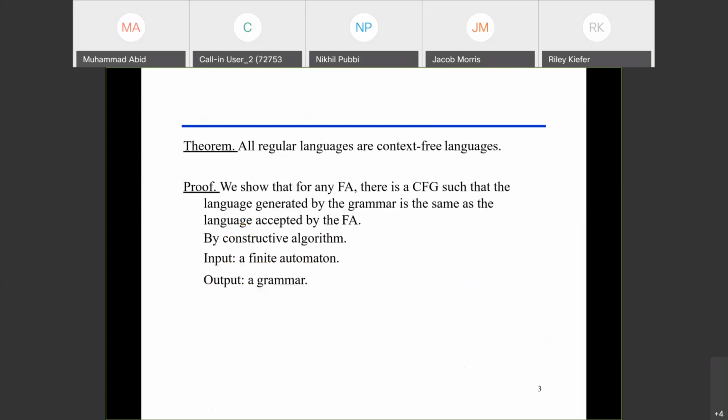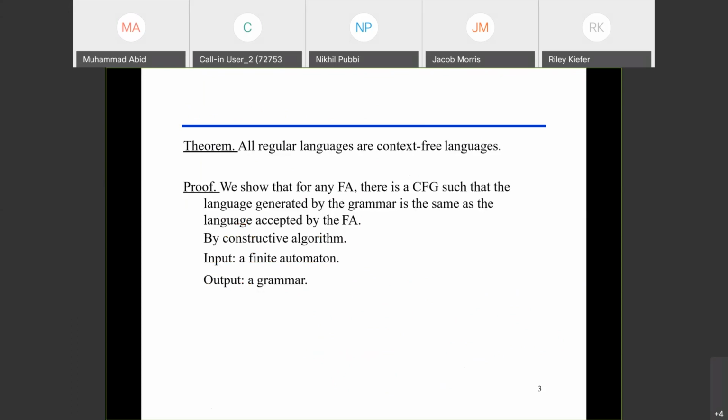All regular languages are context-free languages. We already know that because context-free languages have a bigger scope. The regular languages have less scope than the context-free languages. Regular languages are a subset of context-free languages. So that's why all regular languages are context-free also.